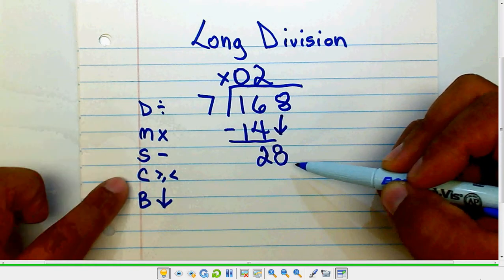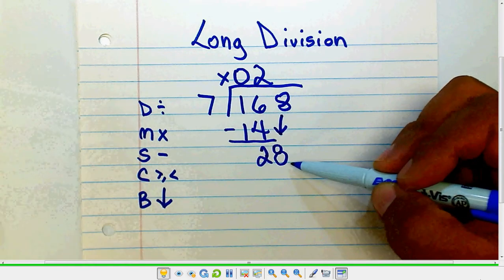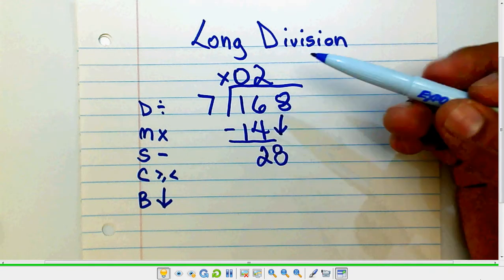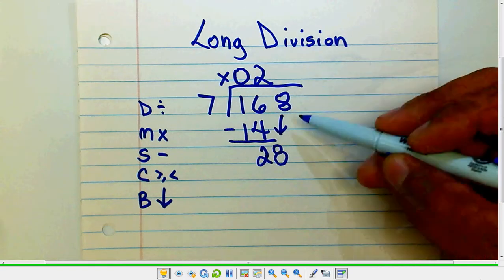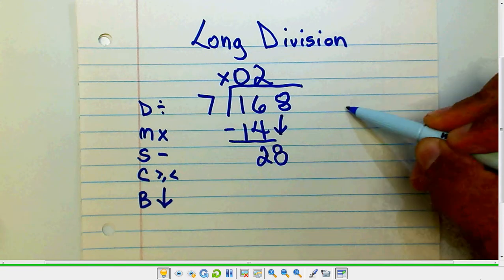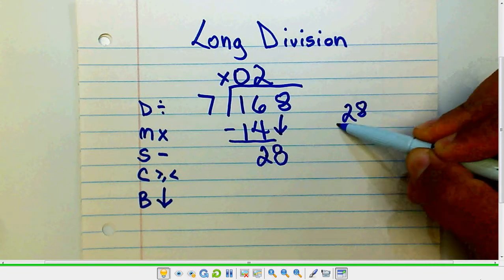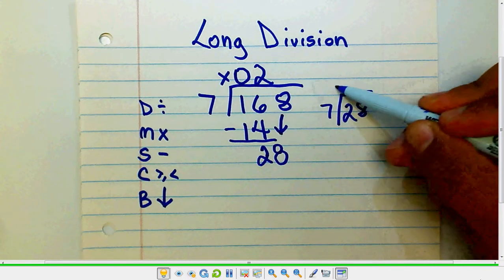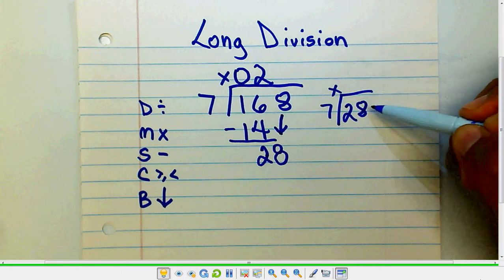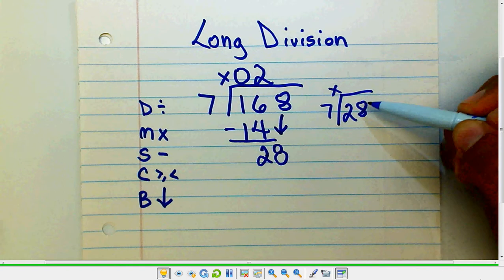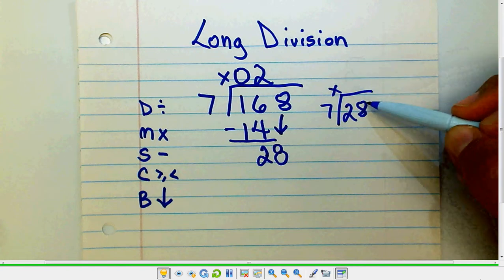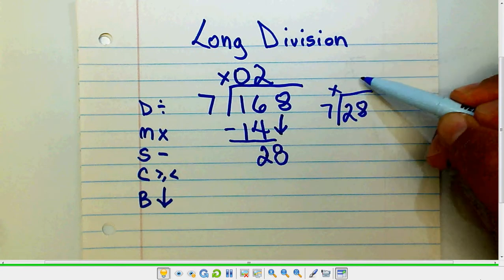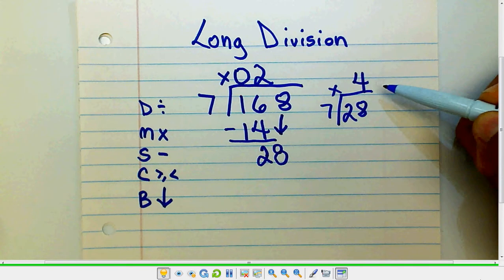And you continue this process until you have no more to subtract and your remainder is less than 7. So we have 28 divided by 7. I have 28. How many groups of 7 can I make using your multiples? You could use your multiples: 7, 14, 21, 28. You could also use a T-chart.